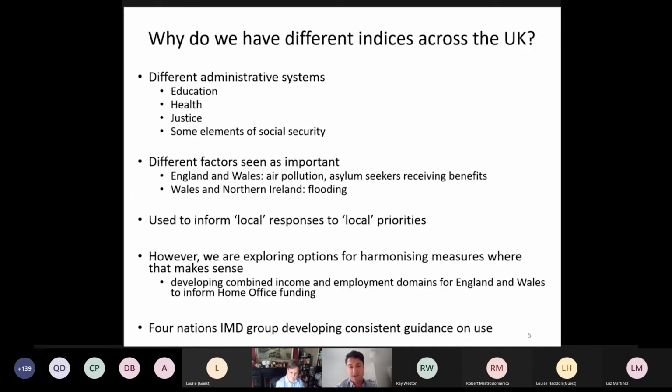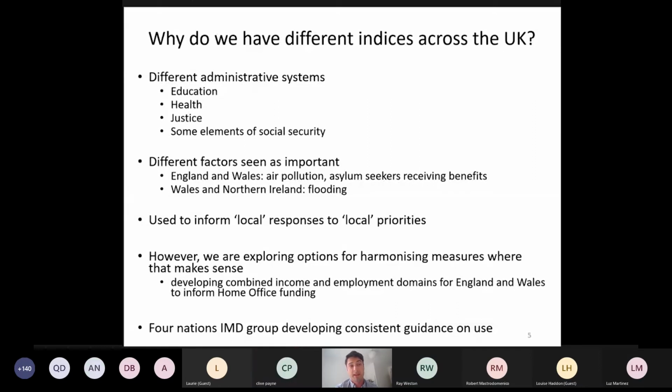So other examples include air pollution and asylum seekers receiving benefits. So it's local focused, and that also means it's national focused. And that means that across nations, things are done differently and things are considered differently as part of the data that goes into creating the indices. Bottom two bullet points here. So we are, as I said, exploring some synergies and harmonising where we can.